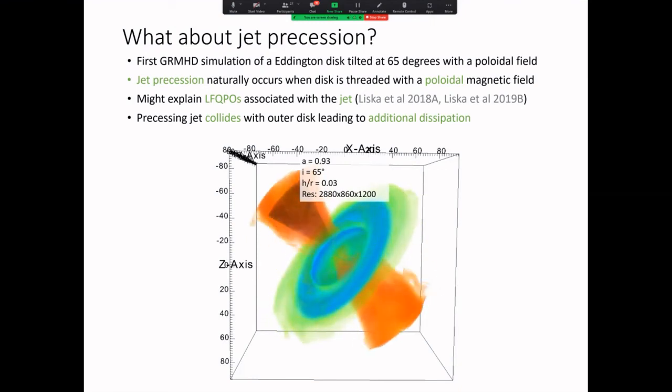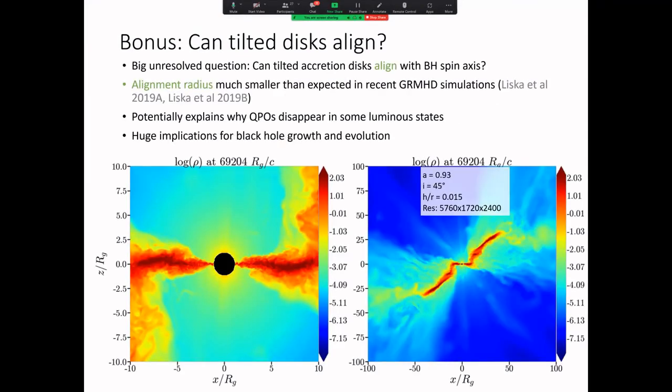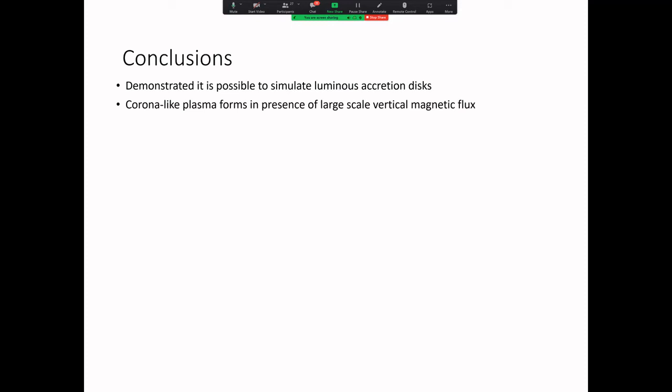I think I need to wrap up, so there will be no bonus this time. To go to the conclusion, I think the most important part of this talk, in the broader picture and for what you look at in the future, is that we have arrived at a time that numerical simulations really can, self-consistently with radiation and two-temperature fluids, address accretion in the luminous accretion states of black holes.